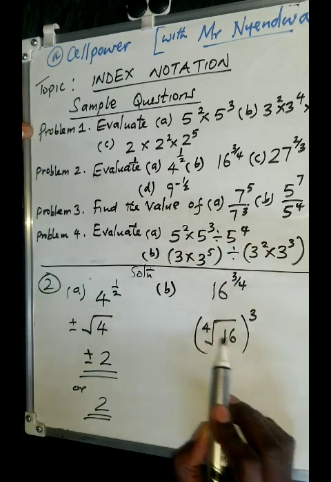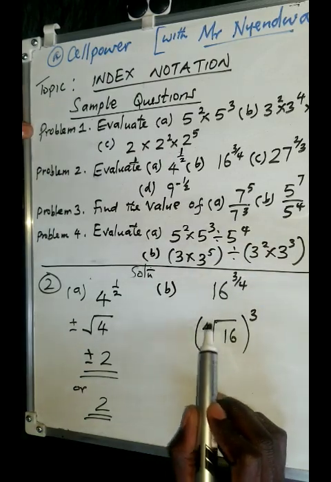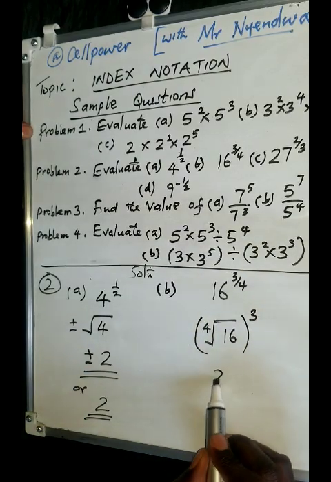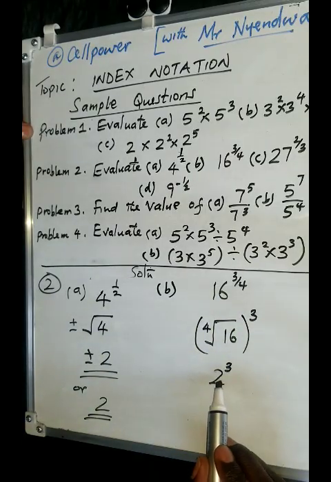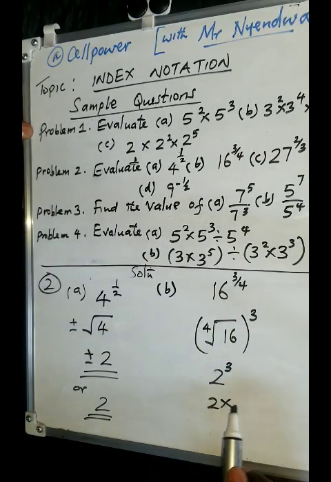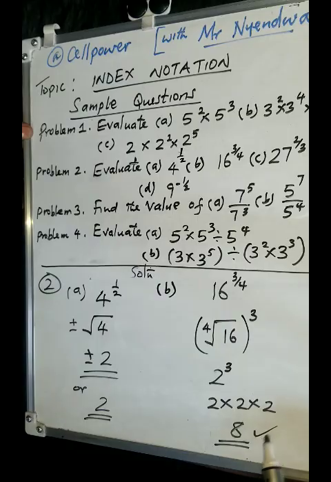Don't worry about that. The 4th root, what is that number that when you multiply it 4 times will give you 16? It's a 2, but raised to the power 3. Remember, 2 raised to the power 3 means 2 times 2 times 2, and that is going to give us 8. So that's the final solution that we do have there. All right, that's what we mean.